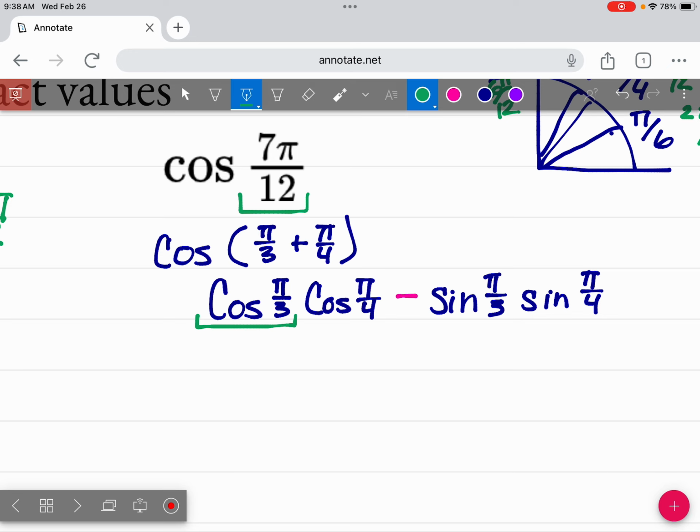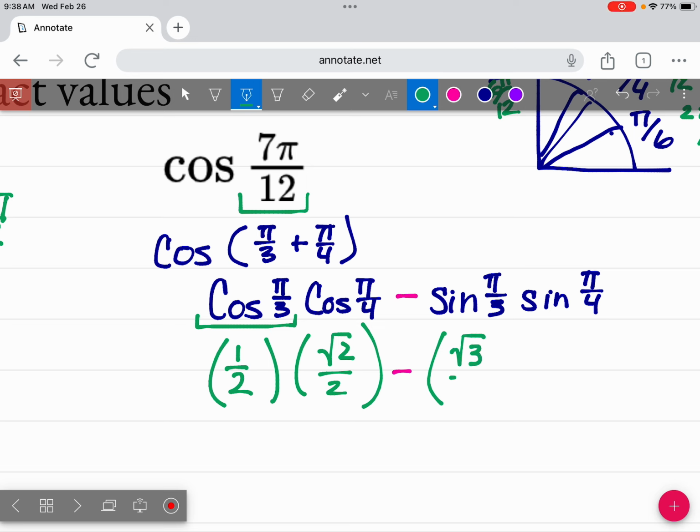What is cosine of pi over 3? 1/2. What is cosine of pi over 4? Root 2 over 2. What is sine of pi over 3? Root 3 over 2. And sine of pi over 4? Root 2 over 2.